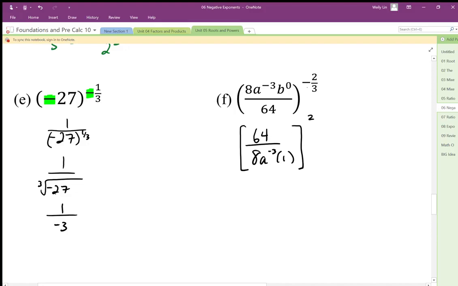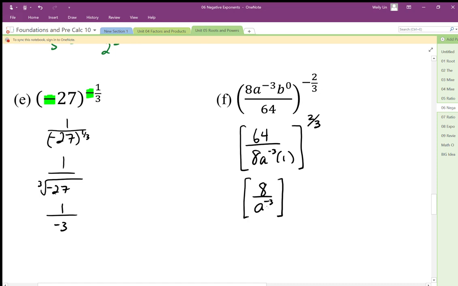The negative does the flipping, but does not touch the exponent. The exponent has nothing to do with times and divide, which is flipping. It has to do with power on top, root on bottom. So 64 divided by 8 is going to be 8. I think since I would end up with a to the negative 3 like that.